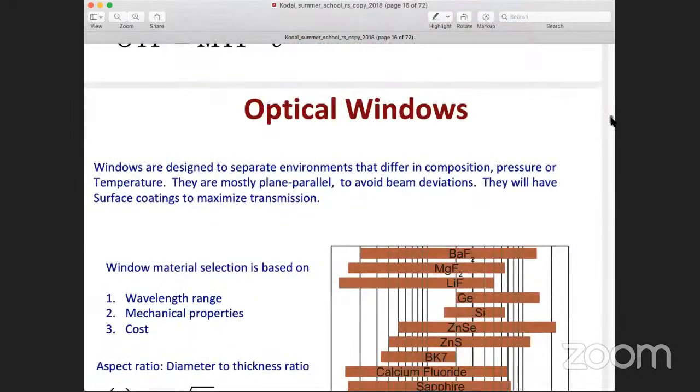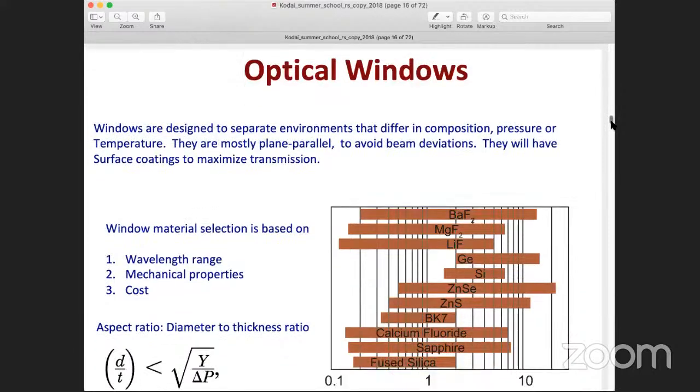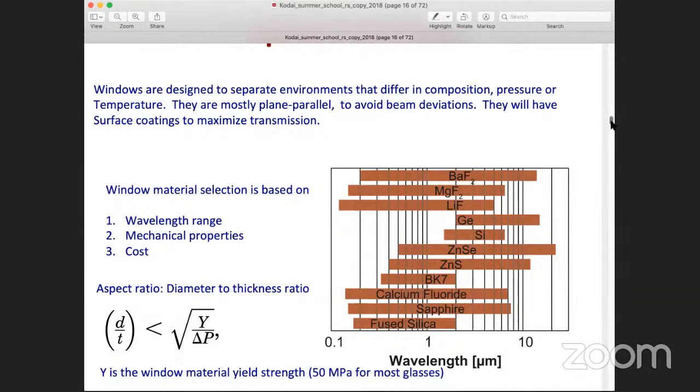Now, coming back to the other aspect, optical windows are some of the optical components which are used in most of the astronomical instruments. Optical windows are designed to separate environments that differ in composition, pressure, or temperature. They are mostly plane parallel to avoid beam deviation. So the whole purpose is that the beam comes, but there is an environmental difference between the outside and the inside. For example, in a CCD sensor, where we want to avoid any contamination of the sensor by direct dust, we can put an optical window which will cover the sensor from direct contact with the environment. But at the same time, you should not deviate the beam. They will have coatings to maximize transmission, because the aim is just to pass the beam, just to separate the environments. That's all we use.